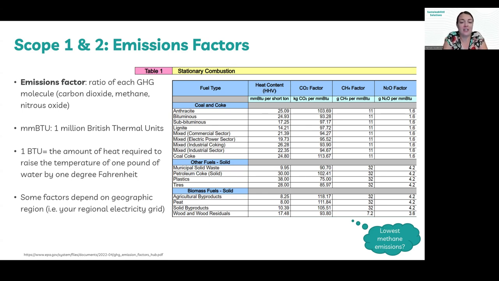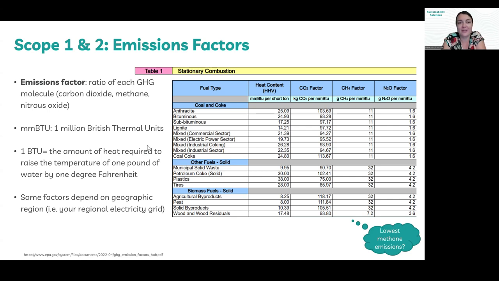Now, some of your factors depend on your geographic region. If you say my business imported 1,000 kilowatt hours of electric this month, that's how much electric we used. The electric emissions factor goes by a regional grid because you're often burning a combination of fuels to generate that electricity. So you go to your emissions factor hub, and that's where you can find all of this.